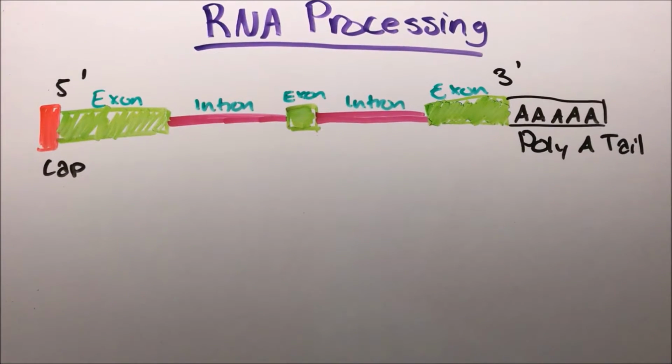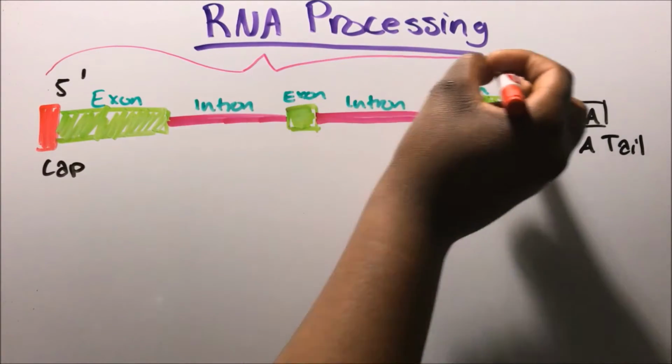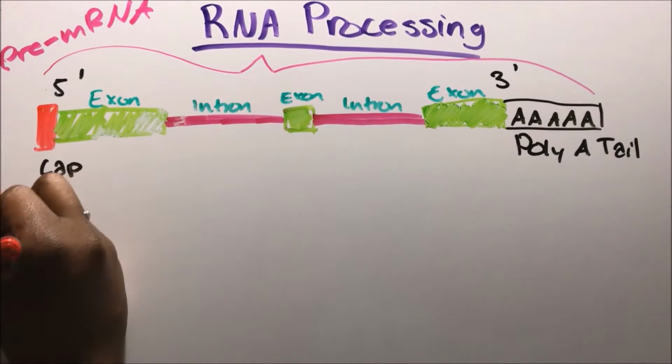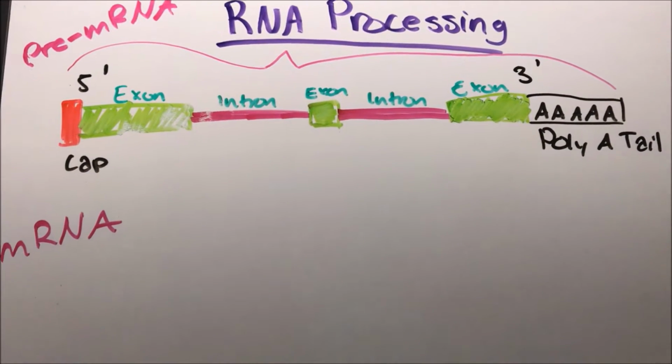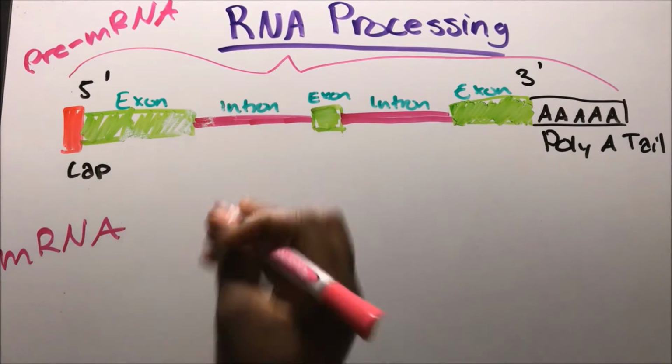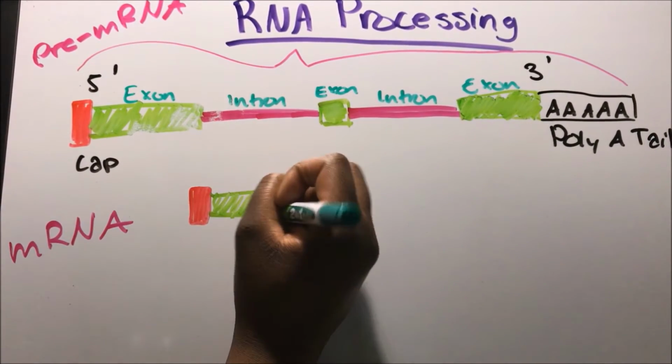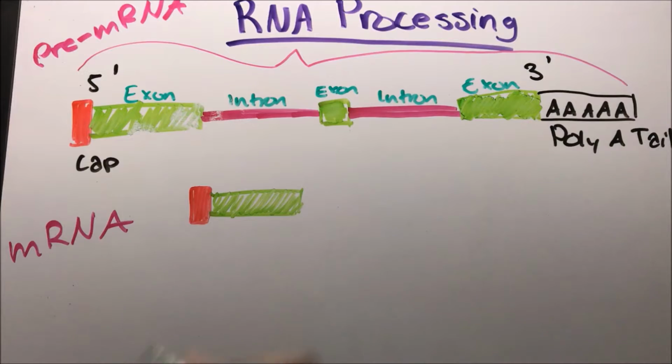The final step of RNA processing is RNA splicing, which is when non-coding nucleotide sequences, known as introns, are cut out of the pre-mRNA sequence. Some introns, known as ribozymes, can splice themselves. These introns essentially act as enzymes.